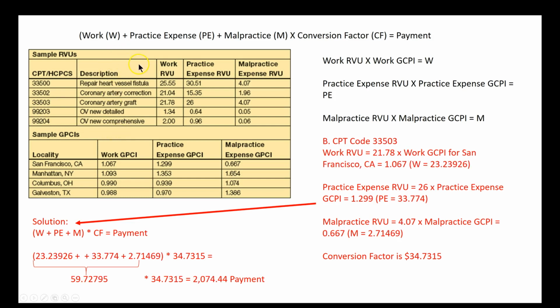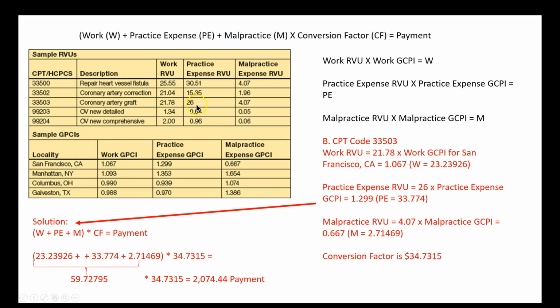We look at the next one, and that is B. With B, we have a coronary artery graft in San Francisco, California. So a coronary artery graft in San Francisco, California, the code is going to be 33503. And we follow the same steps. So for 33503, 21.76, because this is a much more complicated procedure, times the work GPCI gives you 23.23926. Remember, we don't round off.